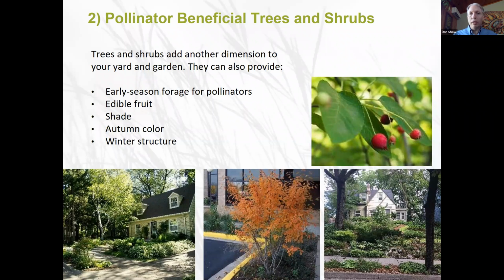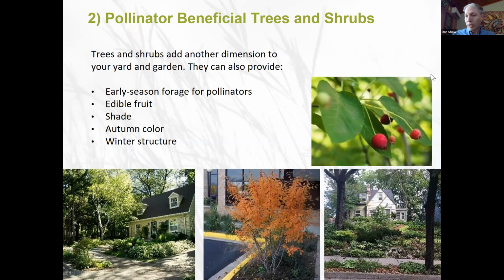And then pollinator beneficial trees and shrubs is another category. So we do reimburse for trees and shrubs that are beneficial to pollinators. They provide many benefits in our landscape. They can have edible fruit, produce shade, provide autumn color, winter interest, just many benefits. And many of the trees and shrubs bloom early in the spring before the prairie plants are active and blooming. So they can be an important source of pollen and nectar for insects early in the year.